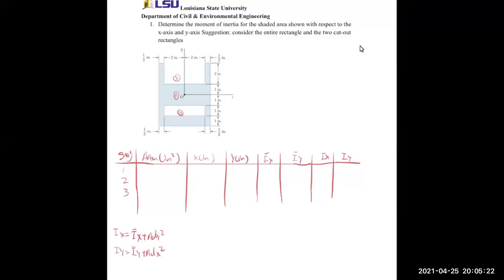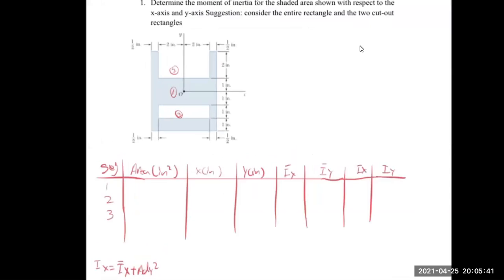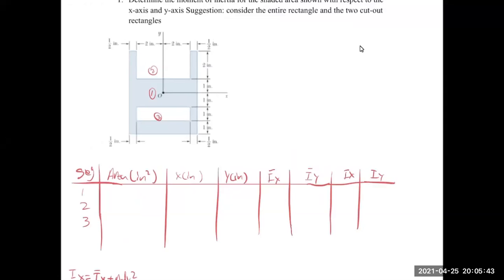Okay, so this question says, determine the moment of inertia for the shaded area shown with respect to the x and y axis. So what we have to do here is that we know that there are some empty spaces. So I'm going to consider the entire rectangle as segment 1, and then this upper empty space as segment 2, and the lower empty space as segment 3.